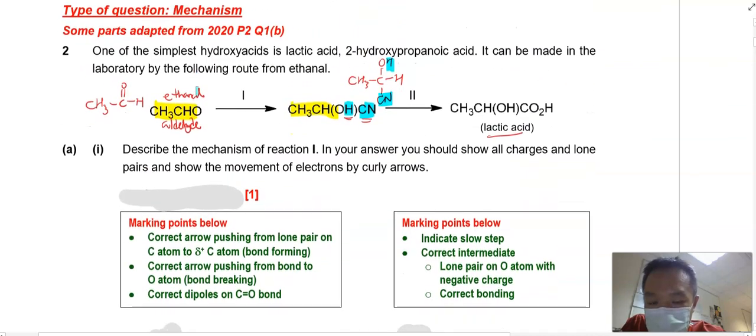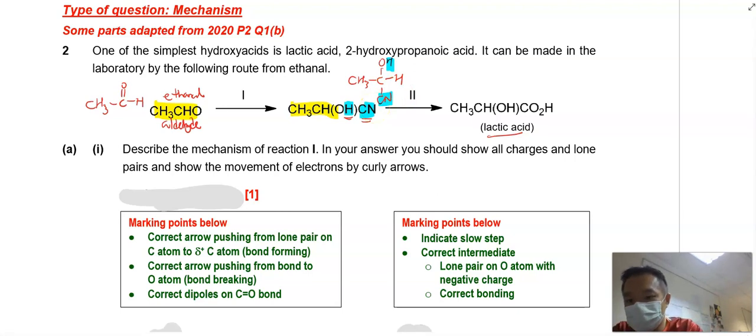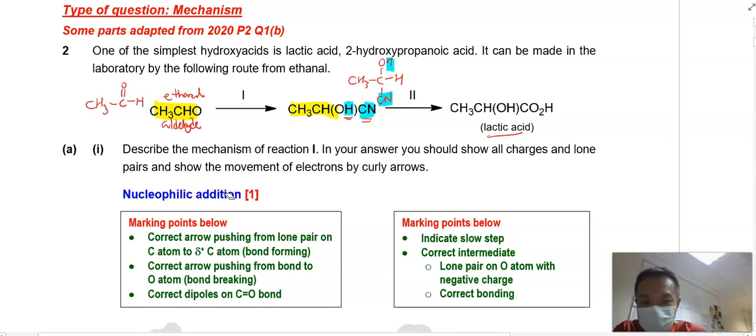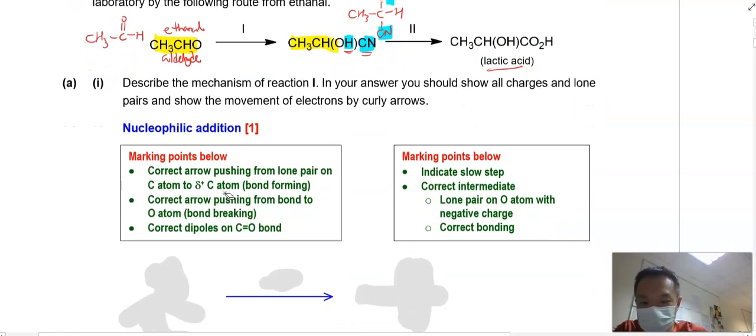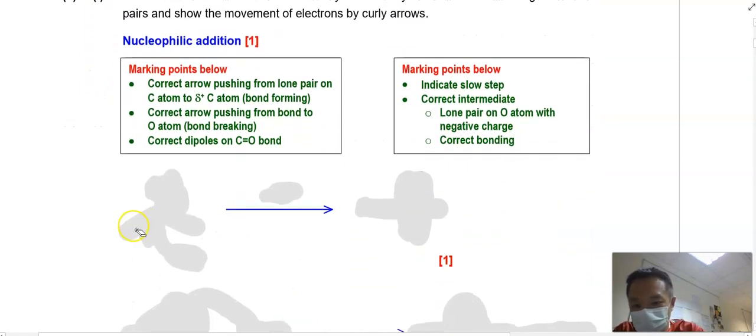And what are we adding? We are adding a nucleophile, CN minus, and that's why this is called a nucleophilic addition reaction. And therefore you're supposed to draw out the mechanism. So let's take a look at the mechanism.